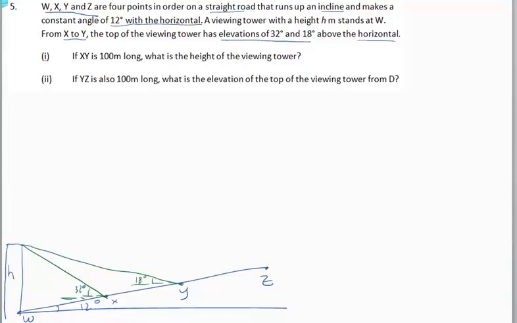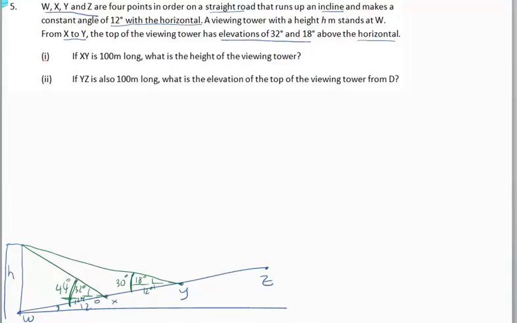So here at X, because this is 12 degrees here and horizontal on the ground is parallel with horizontal here for our X, so here is 12 degrees. So together this will make 44 degrees. Here again, horizontal is parallel to horizontal, so here will be 12 degrees. So this total angle here will be 30 degrees.